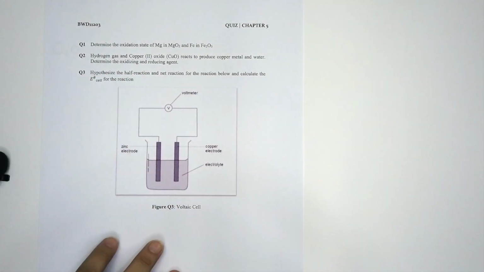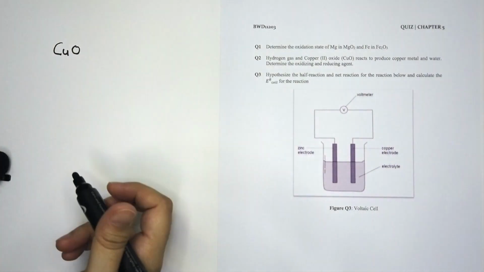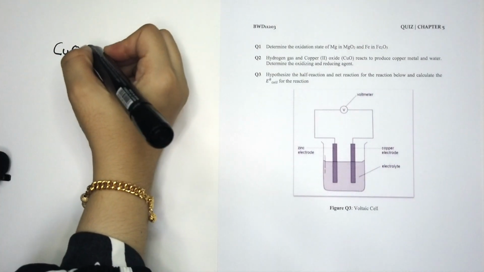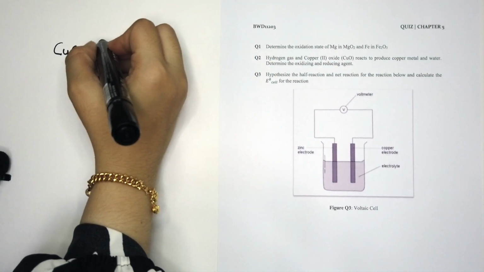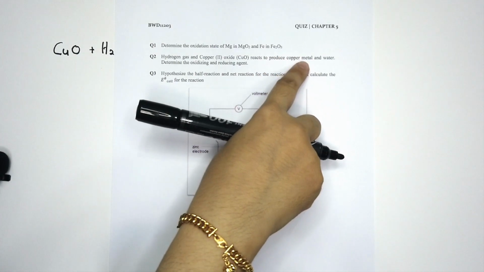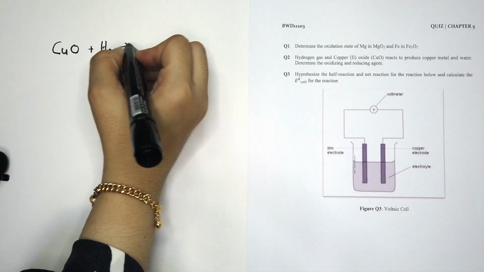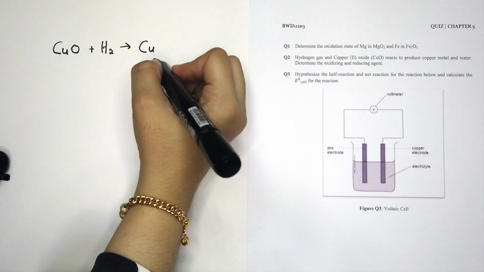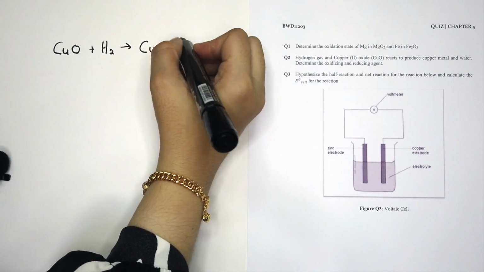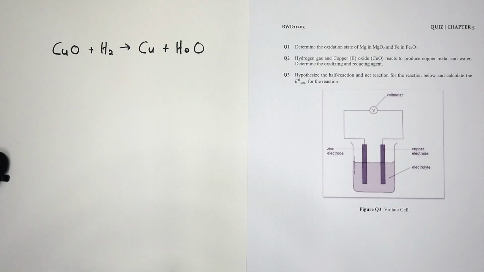So we have here copper 2 oxide reacting with hydrogen. It will produce copper metal, which is in solid form, and also water. So from here, you were asked to determine which one is the oxidizing and which one is the reducing agent.